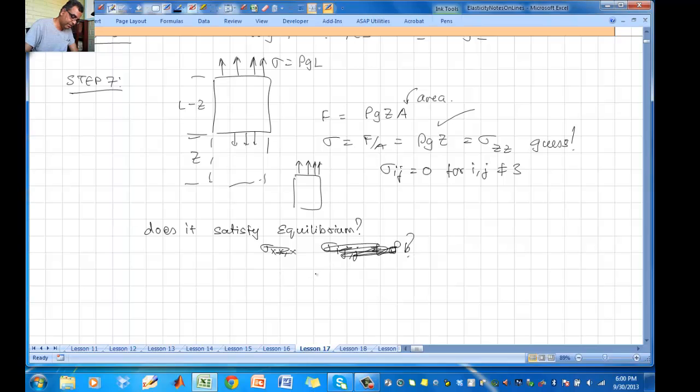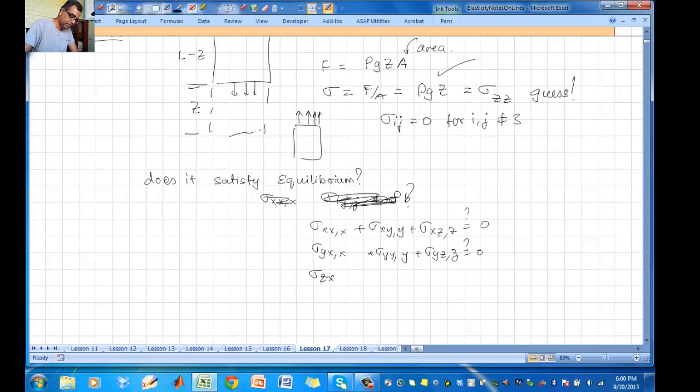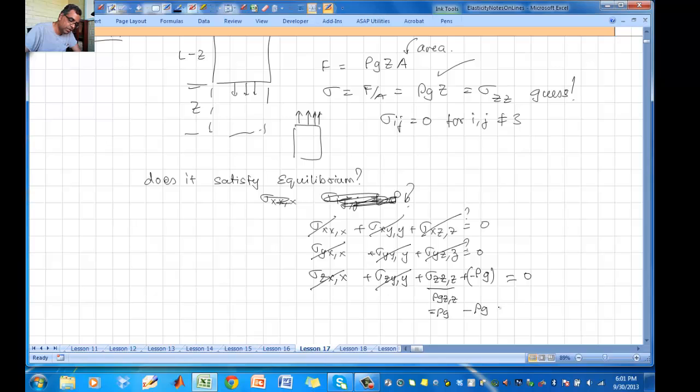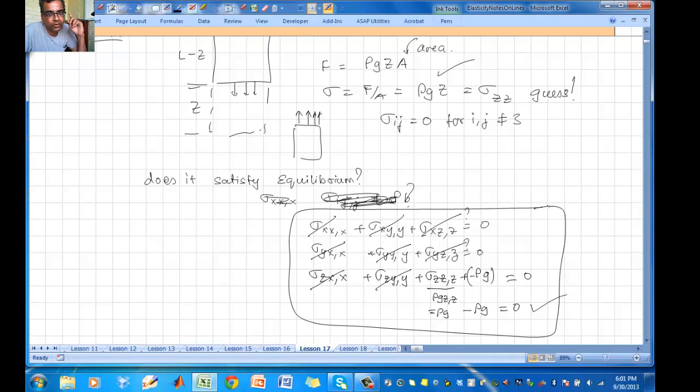So let us write this down in pieces. Sigma xx comma x plus sigma xy comma y plus sigma xz comma z equal to 0. Sigma yx comma x plus sigma yy comma y plus sigma yz comma z is it equal to 0. And then the last one, sigma zx comma x plus sigma zy comma y plus sigma zz comma z plus rho g, and this is a negative sign because it's minus k, is equal to 0. So that's 0, that's 0, that's 0. That's met. This one is rho g z comma z, which is rho g minus rho g, that is 0. So that's also met. So equations of equilibrium are satisfied throughout the body. I told you, satisfying equations of equilibrium is easy.